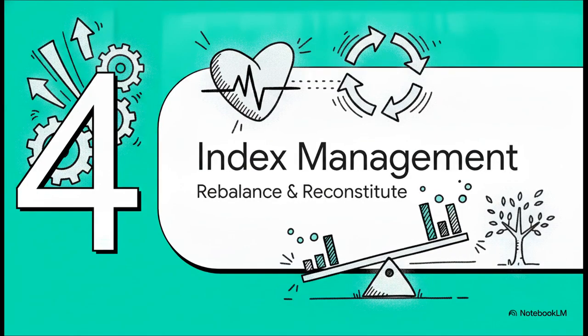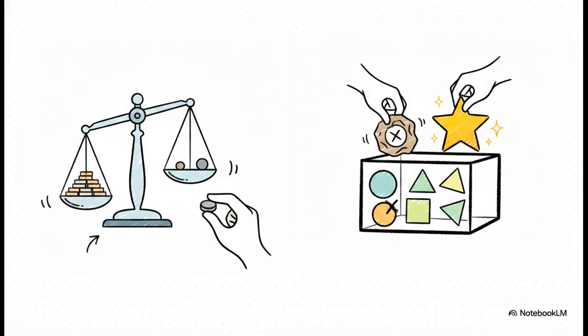All right, Section 4, rebalancing and reconstitution. So the key takeaway here is that indexes aren't static. They require management, which comes down to two major events: rebalancing and reconstitution. Rebalancing means adjusting the weights of the securities to maintain consistency with your chosen method. For example, in an equal-weighted index, as prices move around every day, the weights quickly become unequal.